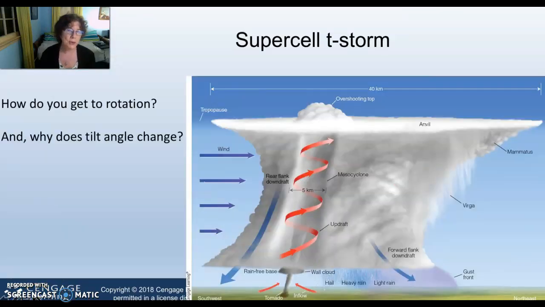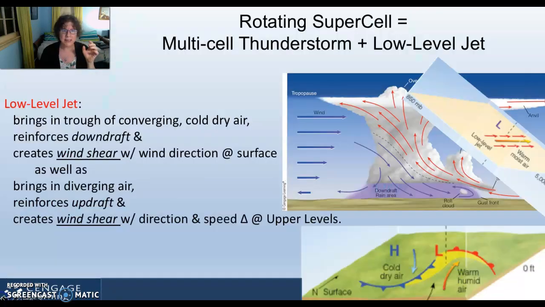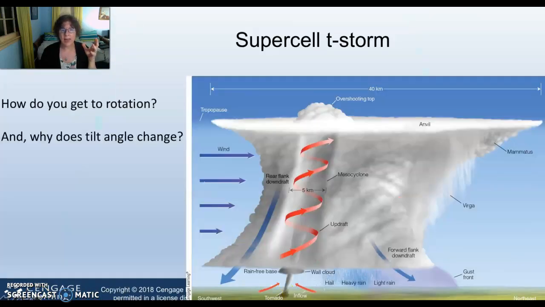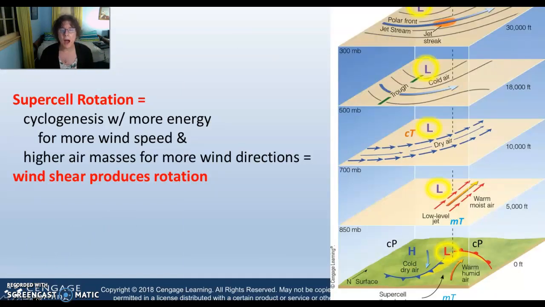But let's get back to the rotation a bit more. How do you get to that rotation? And why does the angle of the updraft change? Right? Just to go back a second before we really get into this, I had a backward sloping updraft in a multi-cell thunderstorm, and now suddenly I have a forward sloping updraft in a supercell thunderstorm. What's going on with that? Let's explore that a bit.